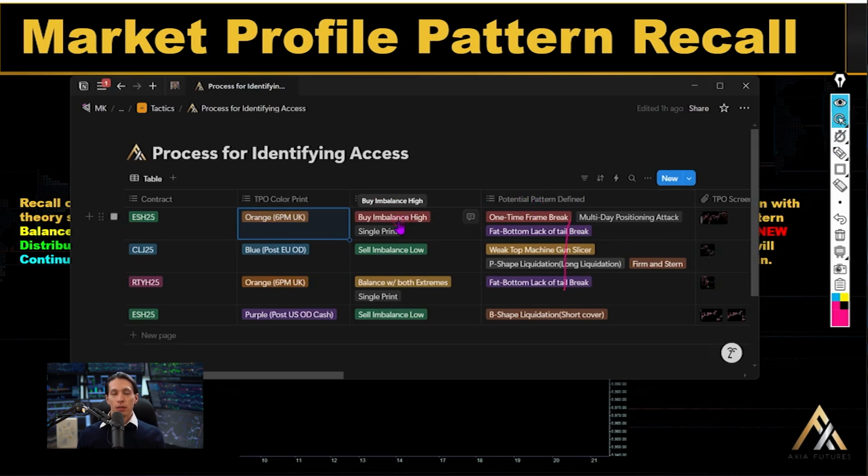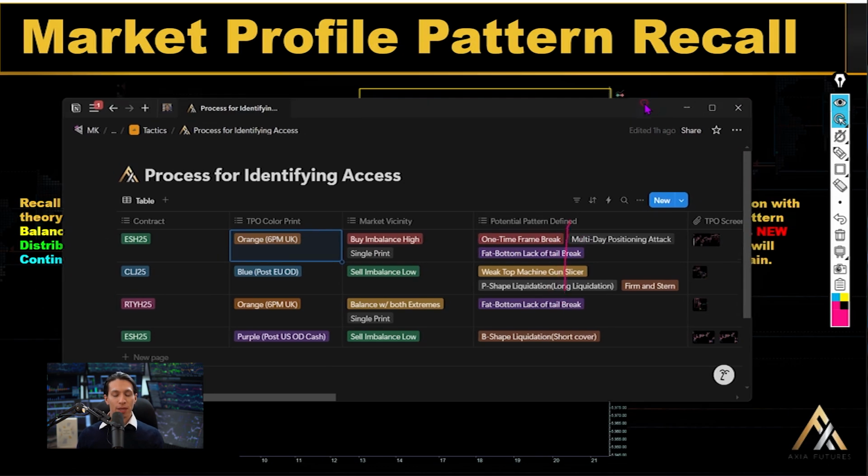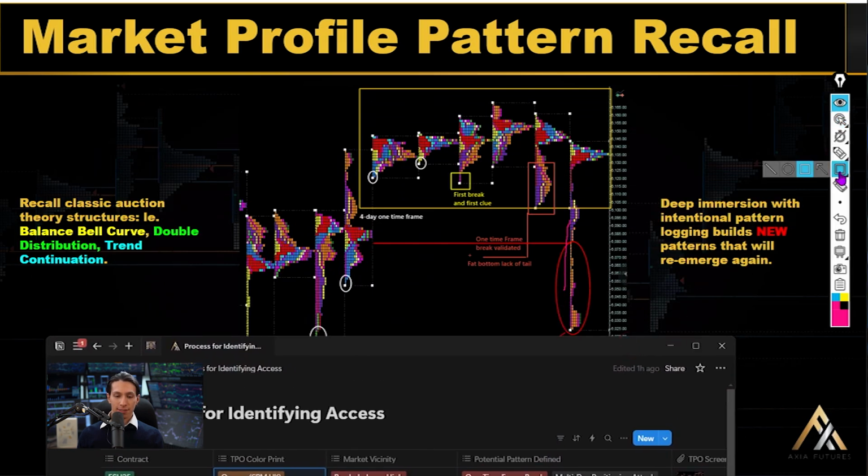So the vicinity, I've named it the market vicinity and not a market pattern, because it's giving me an understanding of the imbalances and nothing more. The potential pattern is the holistic part that I've come up with myself. So the one time frame we understand from the classical auction theory, but now I have a pattern where I look for a one time frame break, right? Does that occur? It does indeed. The one time frame breaks here, and it gives me even more.